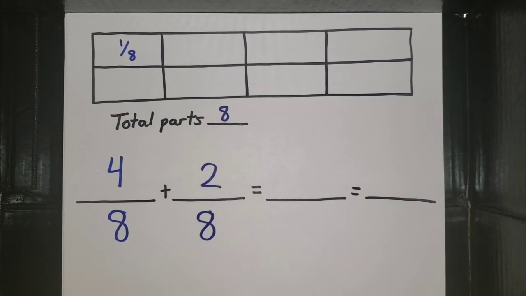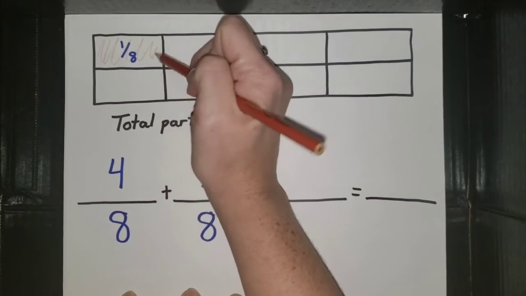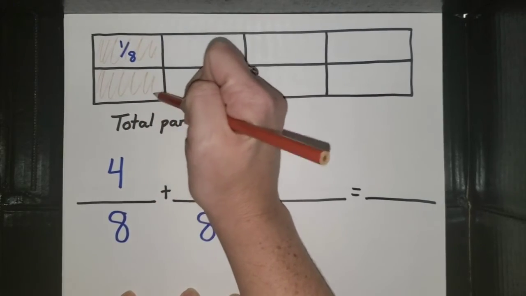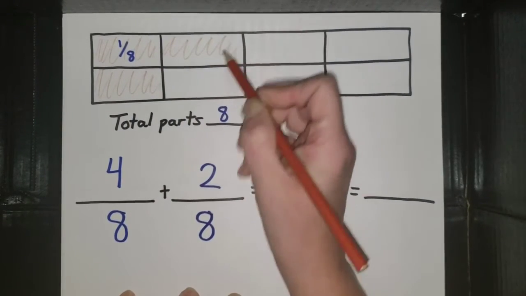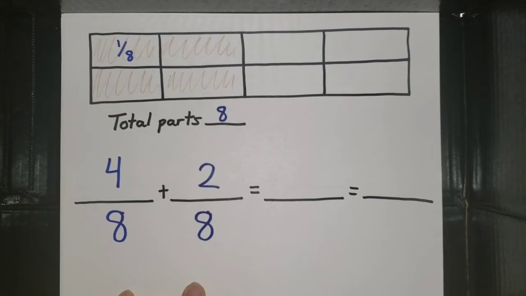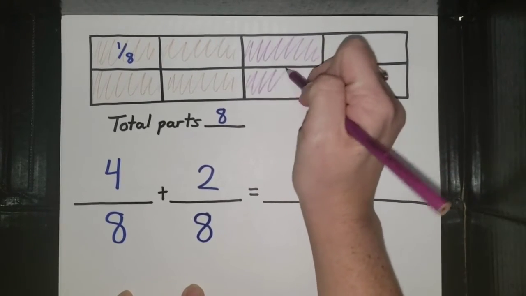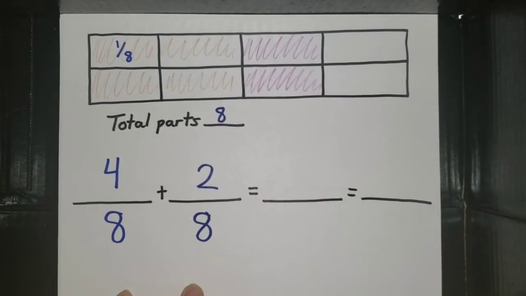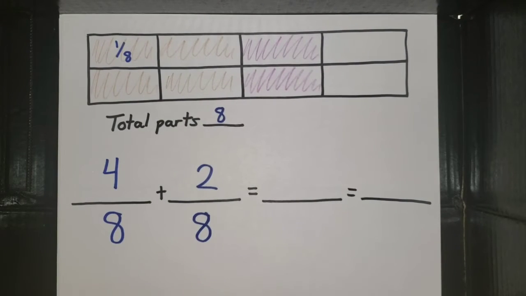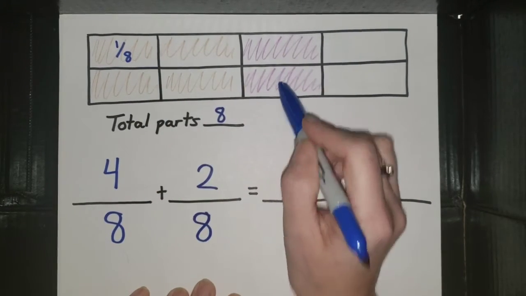And to determine my sum, first I'm going to shade in 4/8. 1, 2, 3, 4, and 2/8. 1, 2. When I check by counting the equal parts, 2, 4, 6.